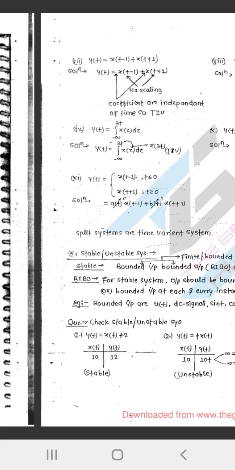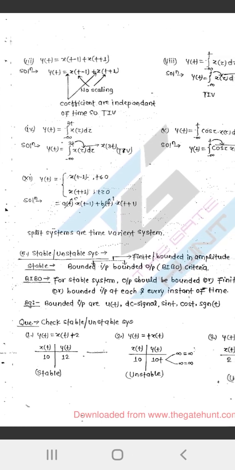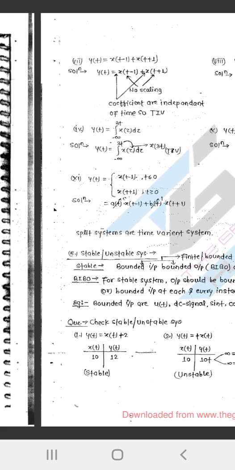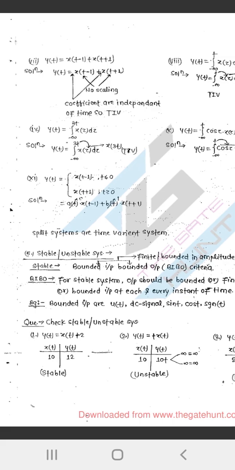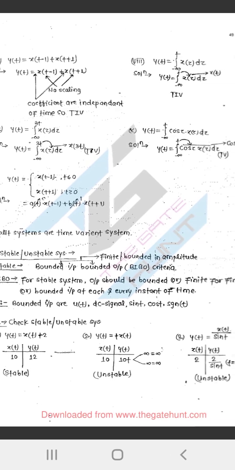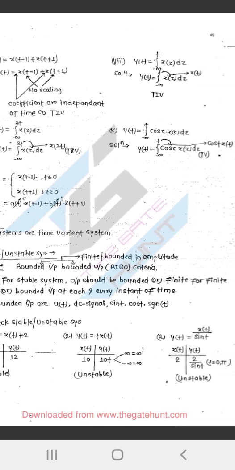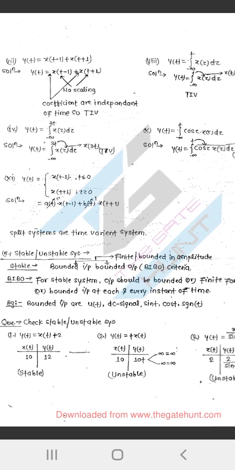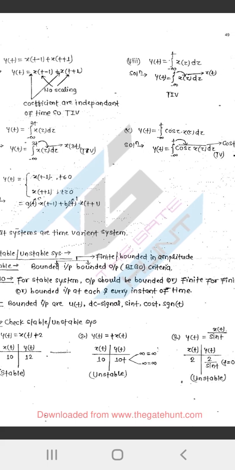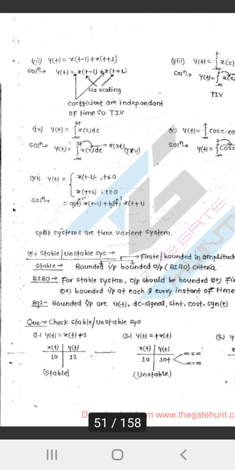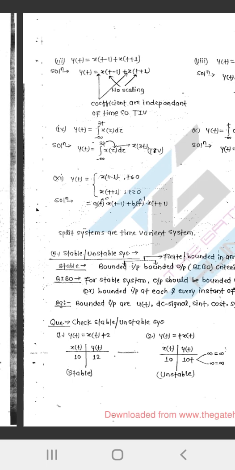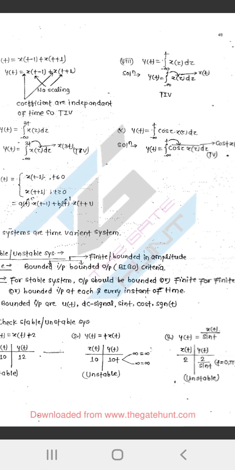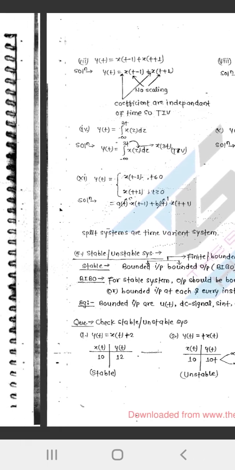स्टेबल सिस्टम में क्या होता है, बाउंडेड इनपुट बाउंडेड आउटपुट रहता है। BIBO: bounded input bounded output system is stable; output should be bounded for bounded input. Then stable system में क्या होता है, output should be bounded, finite, not infinite. Bounded inputs are DC signal, sin of t, cos of t.